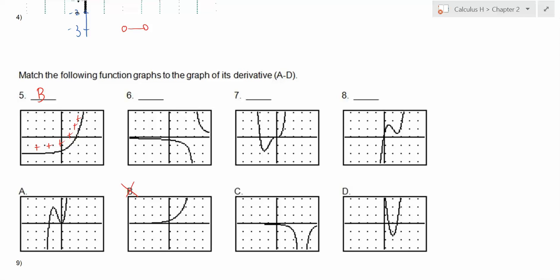All right, if you come back together, number 6, hopefully you got was letter C. You're going to see that your slope was negative and still negative, so C is negative the whole time, and then you have that vertical asymptote at about 3. Number 7 should go with A, and 8 should go with D.